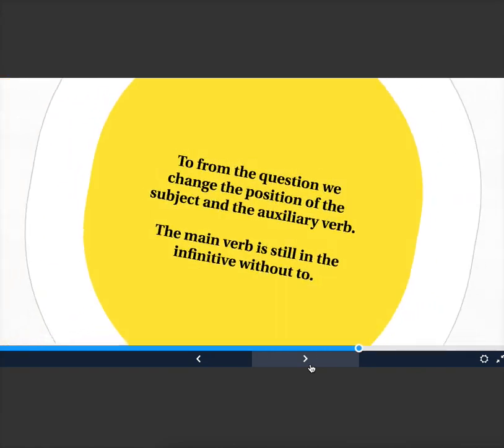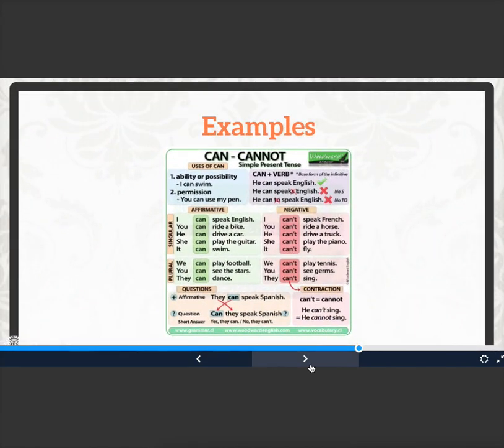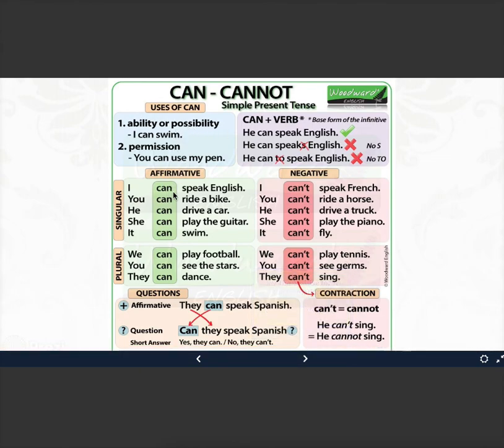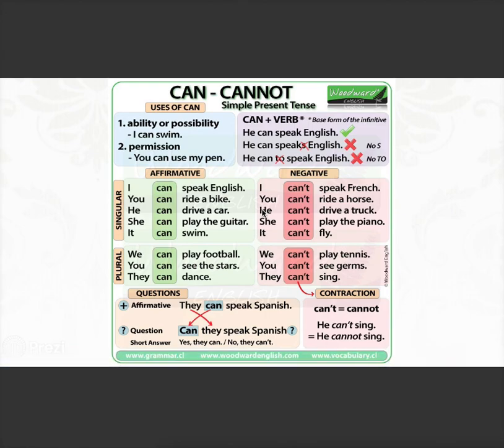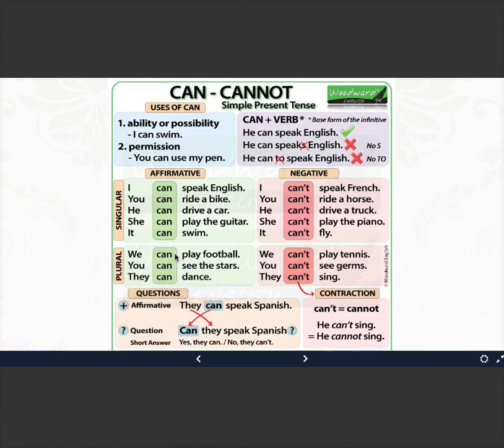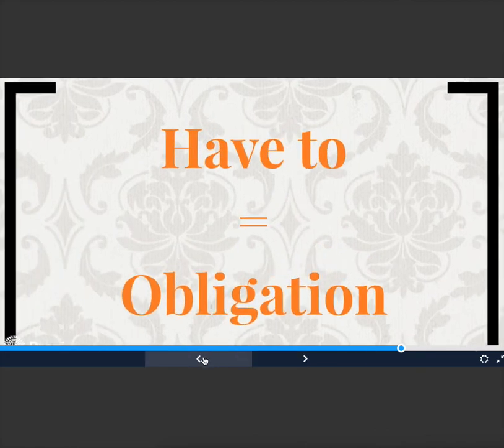Okay, my dears. So, as you don't have more questions, here we have some examples. So, I can speak English, you can ride a bike, he can drive a car, she can play the guitar, it can swim. And in negative, I can't speak French, you can't ride a horse, he can't drive a truck, and so on. For questions, how can you make this a question? We can play football, or can we play football? Or this one, they can dance. Can they dance? So you just have to change it. They can speak Spanish. Can they speak Spanish? Okay, my dears, these are just some examples.